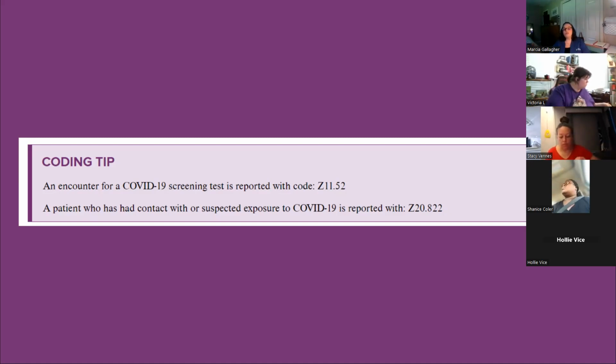So if you go to the doctor and they do a screening for COVID, but they do not have a positive test yet, this is the ICD-10 code you're going to use for that office visit. You're actually screening for COVID, Z11.52. If you go to the doctor because you've been exposed, that's when you'll use the other code.